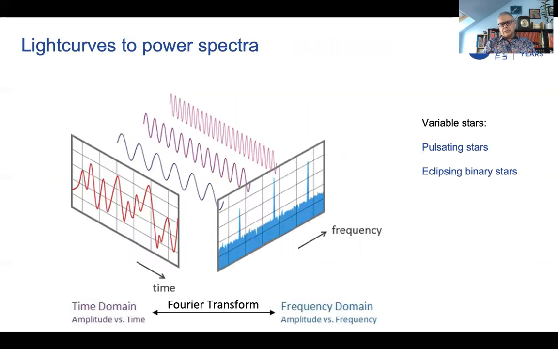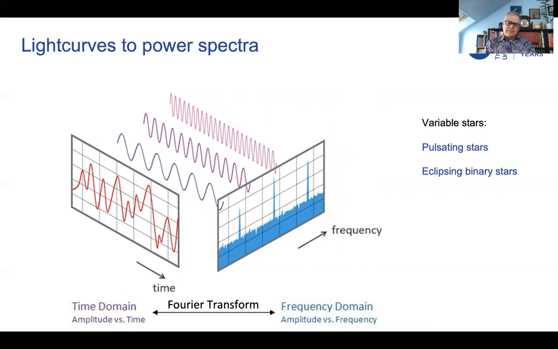So having got those light curves, we need to then analyze them to look for particular types of variable stars, pulsating stars and eclipsing binary stars, which I'll explain in a moment. Now, any signal, like a light curve, we can analyze it to find what frequencies, what periods are present in it. We call that process taking a Fourier transform of the data, and it's illustrated schematically here.